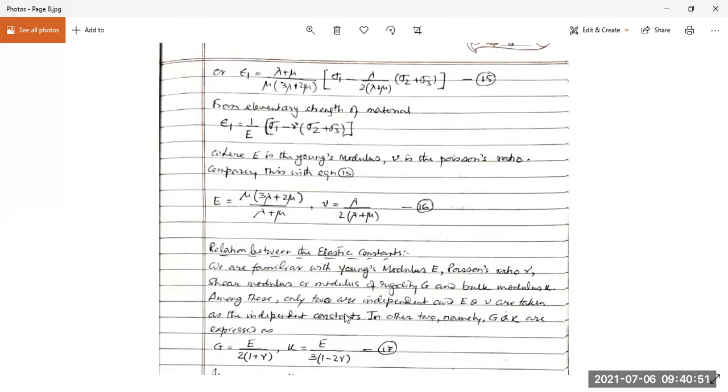But among these, two are independent, and E and gamma are taken as the independent constants, because the bulk modulus also depends on E and gamma. So G and K can be expressed in terms of E and Poisson's ratio. As we know, G is equal to E divided by 2 into 1 plus gamma, and K is equal to E divided by 3 into 1 minus 2 gamma.